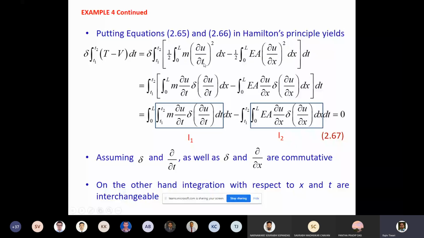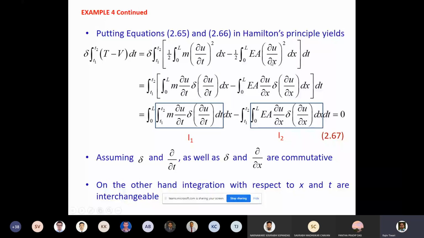Now, what I actually want here: u has a differentiation with respect to time, and here u has a differentiation with respect to x. Because only u is the generalized coordinate here, its derivative with respect to time or with respect to the spatial coordinate x, we need to eliminate from this equation.